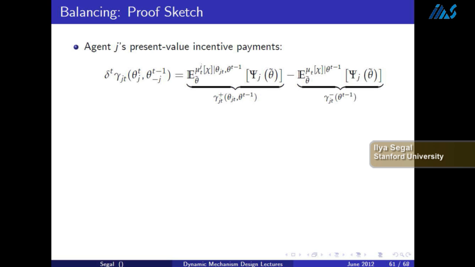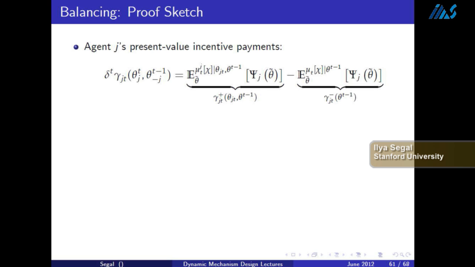Okay, now I will sketch the proof. So how does it work? Again, I rewrote the incentive payments to agent J, multiplied by delta T to bring it into the present value. This is the difference between two expectations. The first term we denote by gamma plus, and the second we denote by gamma minus. So this is gamma plus minus gamma minus.